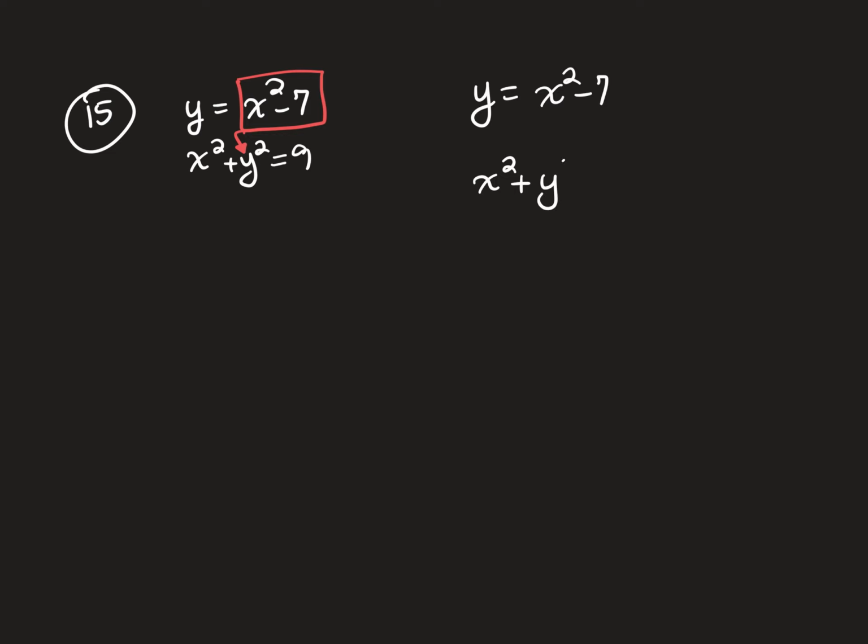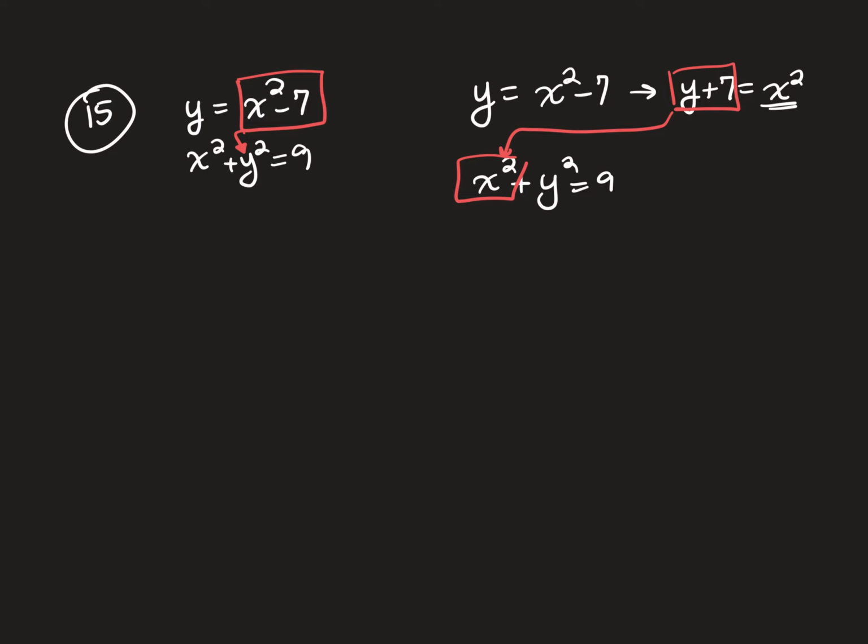I could also take the first equation and solve it for x squared. So what if I add 7 to both sides? Well, now I've got x squared equals y plus 7. So where I see x squared, this entire thing, I could replace it with y plus 7. Either one of these will work out. I think the second way is a lot easier.